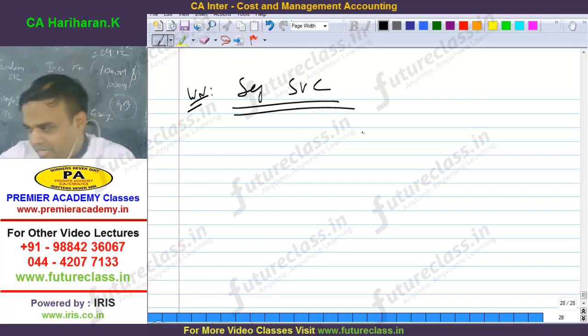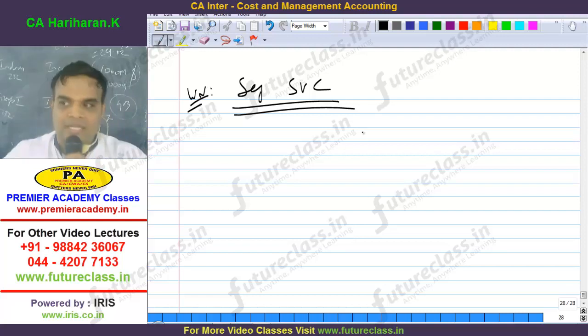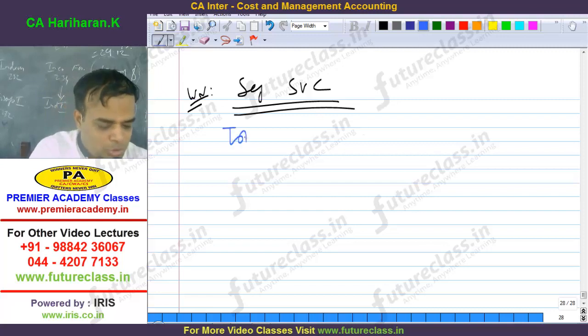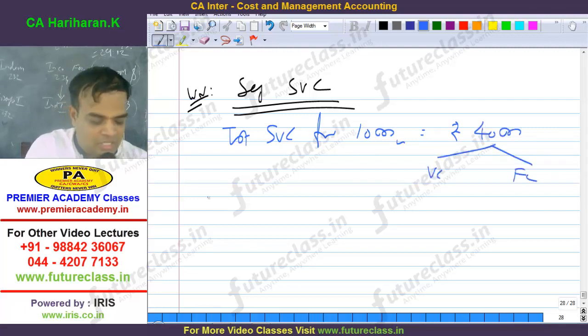Now, repeat once again. What are the 5 methods of segregation of semi-variable cost? Graphical method, analytical method, high point, low point method, least square method, comparison method. Now we have to segregate that. Total semi-variable cost for how many units? 10,000 quantity is equal to rupees 40,000. It consists of variable cost and fixed cost.